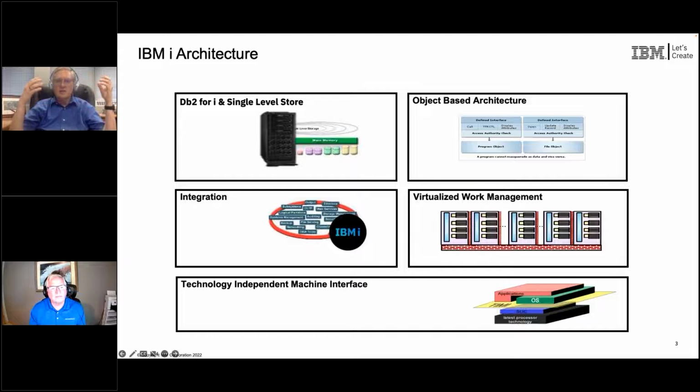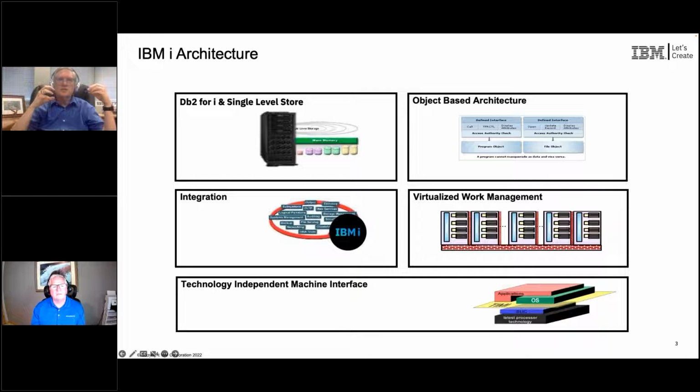DB2 for i and its single level store integration, dealing with data in a very unique way that provides significant value to our customers. Our object-based architecture, which is one of the many architectural elements that help protect the security and integrity of the platform. The virtualized work management, the ability to run and manage multiple workloads on one platform without requiring a hypervisor, has been a part of this platform's architecture since the beginning.